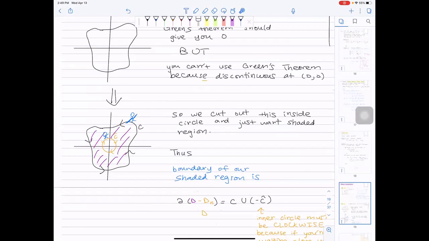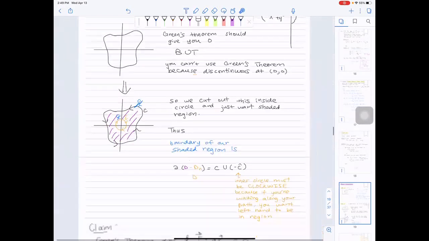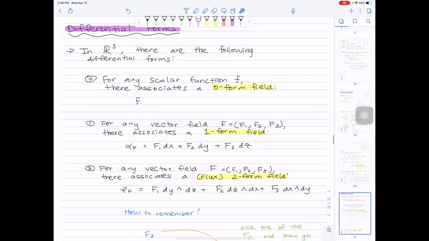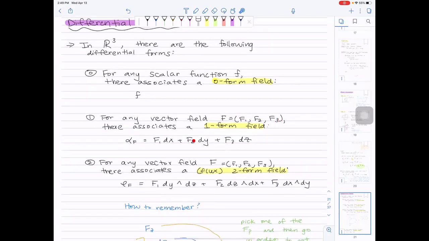Okay, let's do some differential forms. Sorry, not discontinuous forms. So you have the 0 form field, which is just f, the scalar itself. A 1 form field is where the vector field is given as f1, f2, f3. Then your 1 form field is defined as f1 dx plus f2 dy plus f3 dz. Then with some vector field, there is also an associated flux 2 form field. And that's this definition. So now we have this wedge product, and I'll talk about the wedge in a few minutes.